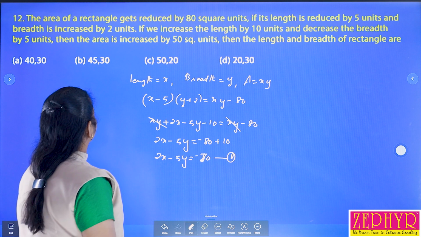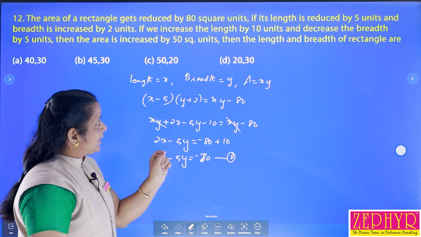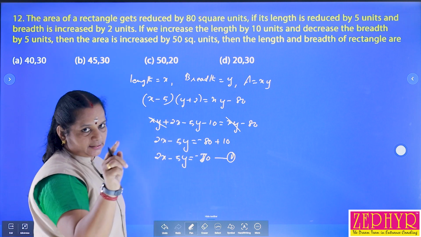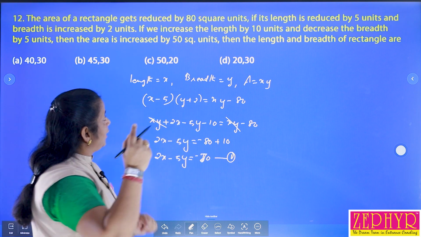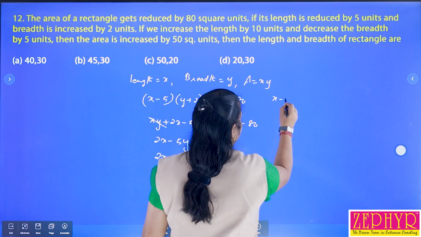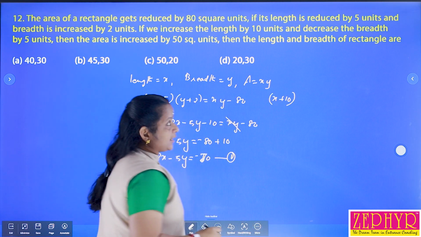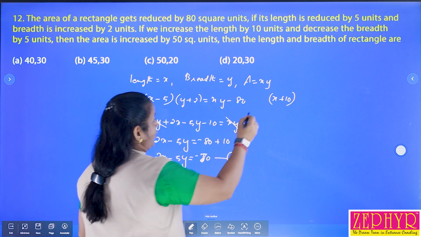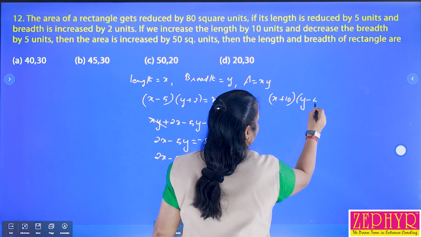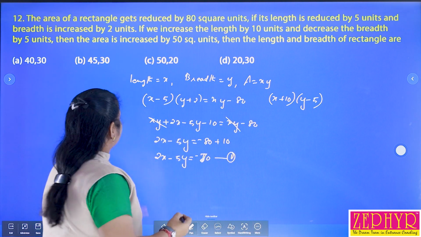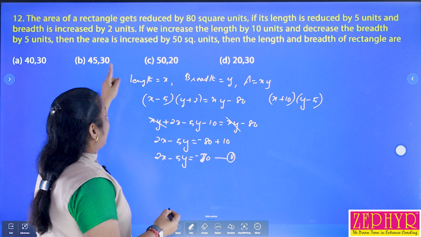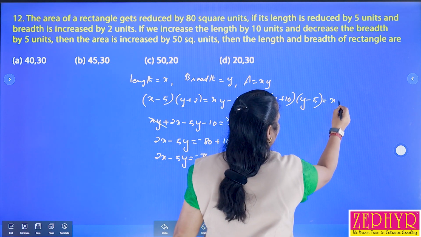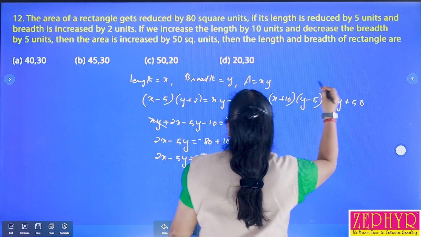Okay, the next step. If we increase the length by 10 units, what is the length here? x. Increase the length by 10 units, so the length becomes x plus 10. Increase the length by 10 units and decrease the breadth by 5 units. Decrease, so it becomes y minus 5. The area is increased by 50. So this becomes xy plus 50.